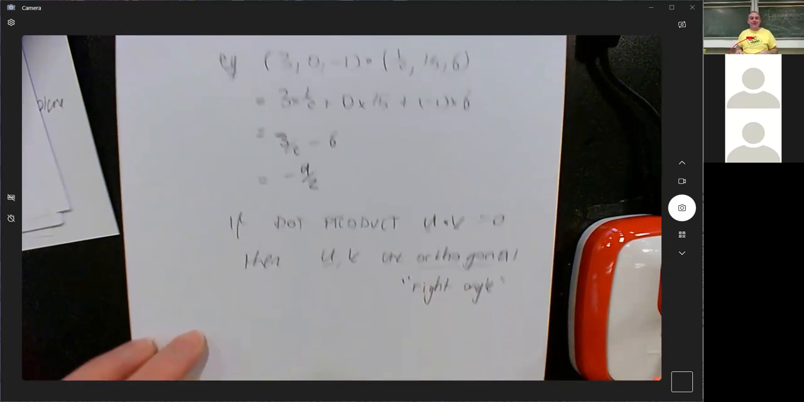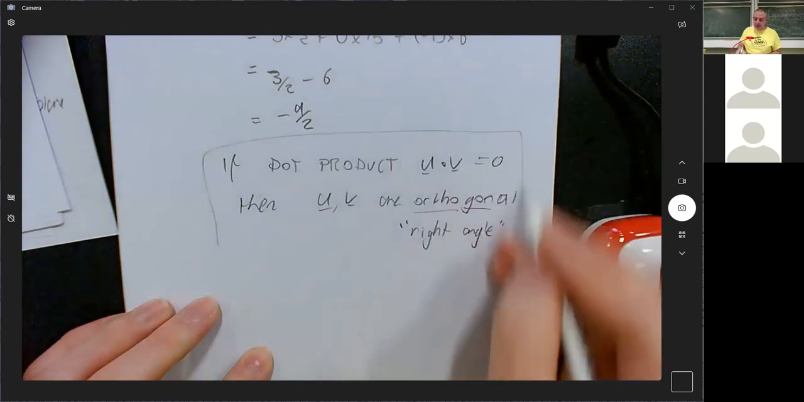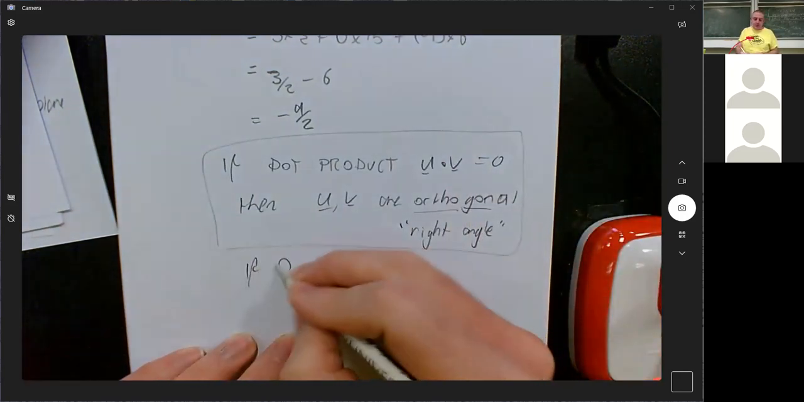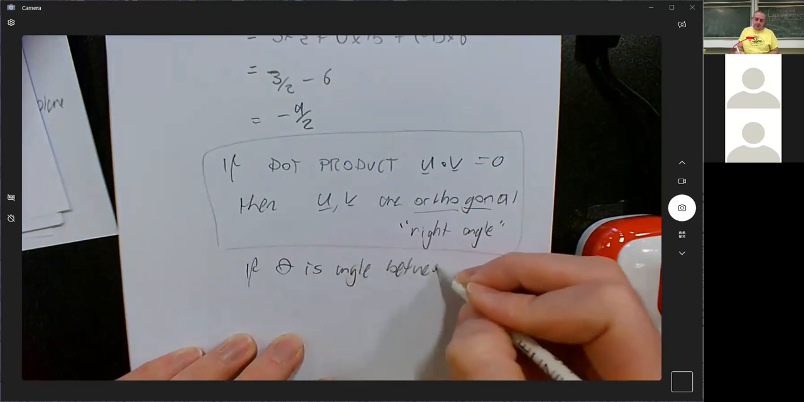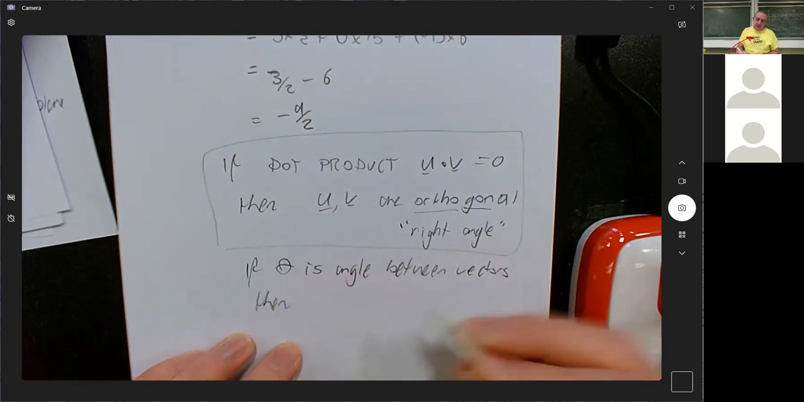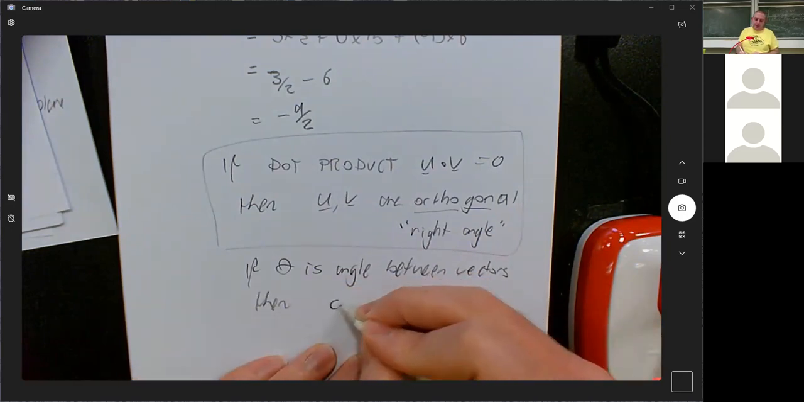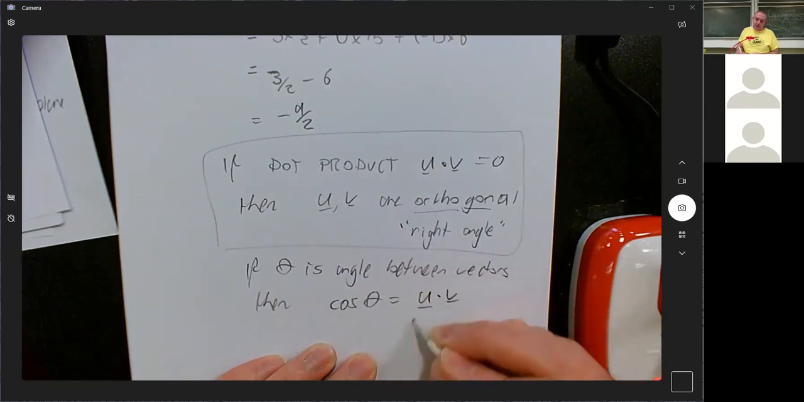There you go. Okay. And it works both ways. If they're orthogonal, then the dot product will be 0. And that's beautiful and wonderful. And the dot product actually does something even better than that. If theta is the angle between them, then cos theta is the dot product of the vectors divided by the two lengths.